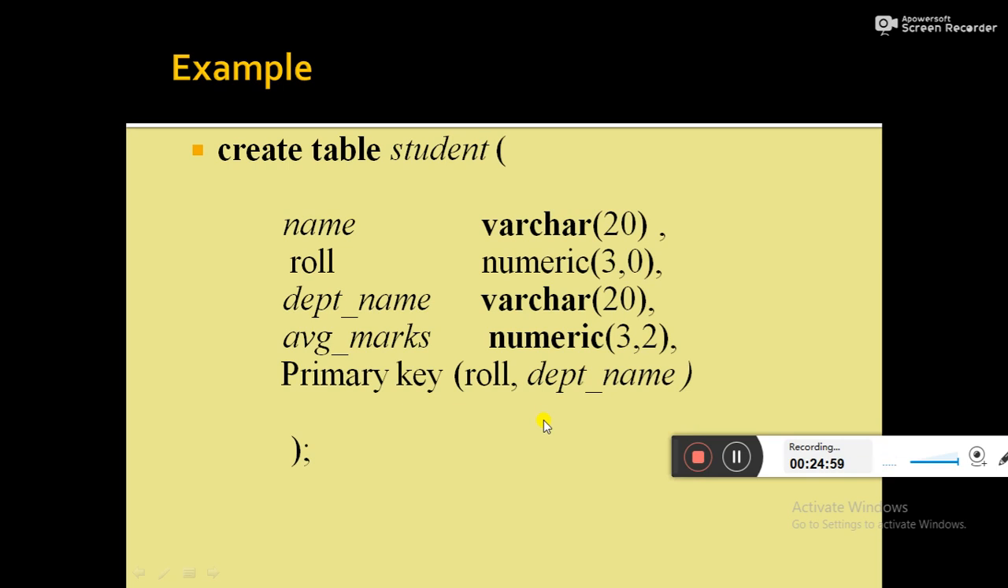So every table has only one primary key, but the primary key may be a single attribute. If it is a single attribute, then that kind of primary key is known as a simple primary key, and sometimes the primary key consists of more than one attribute, then it is known as a composite primary key. Here the primary key consists of more than one attribute, so this is the composite primary key.